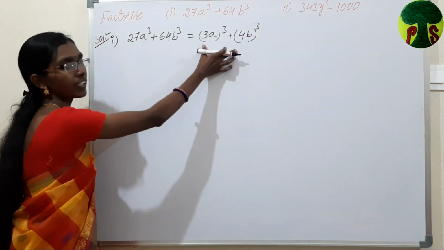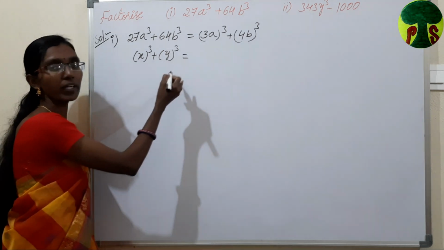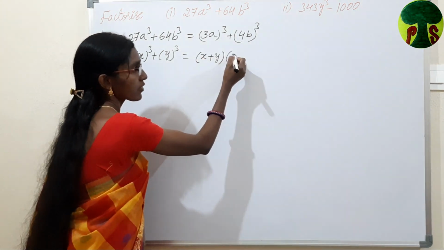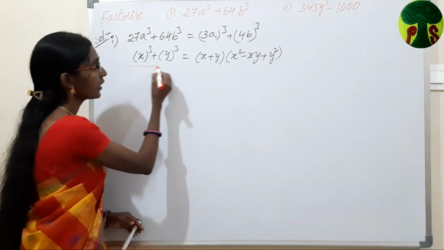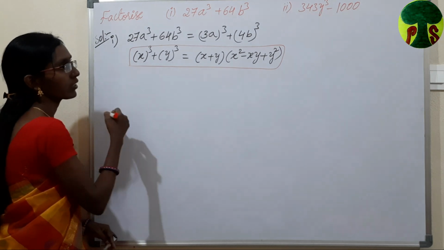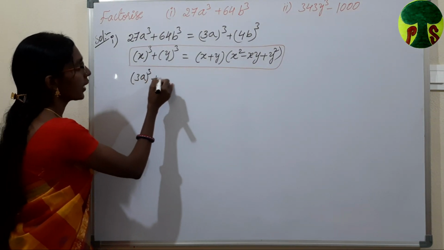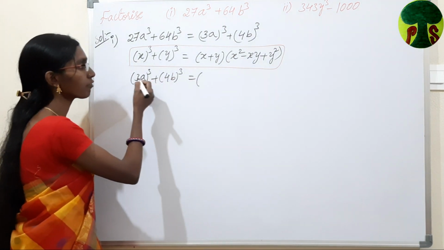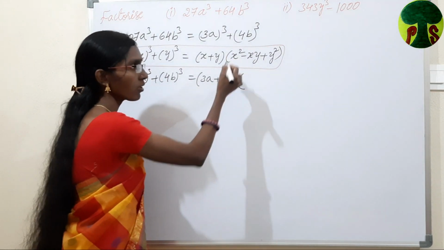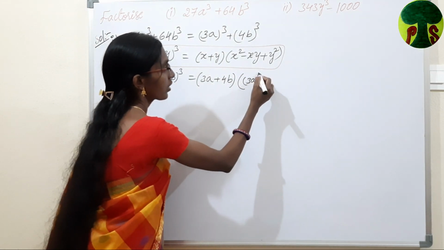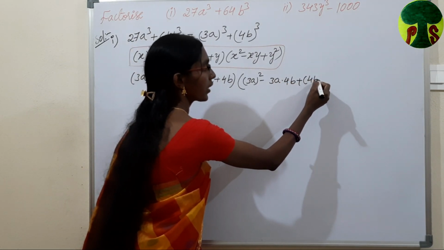Now we have to compare this with the identity, that is x³ + y³ = (x + y)(x² − xy + y²). From this we have to get the value of x and the value of y. The value of x is 3a and the value of y is 4b. Therefore, (3a)³ + (4b)³ equals (3a + 4b) into ((3a)² − (3a)(4b) + (4b)²).